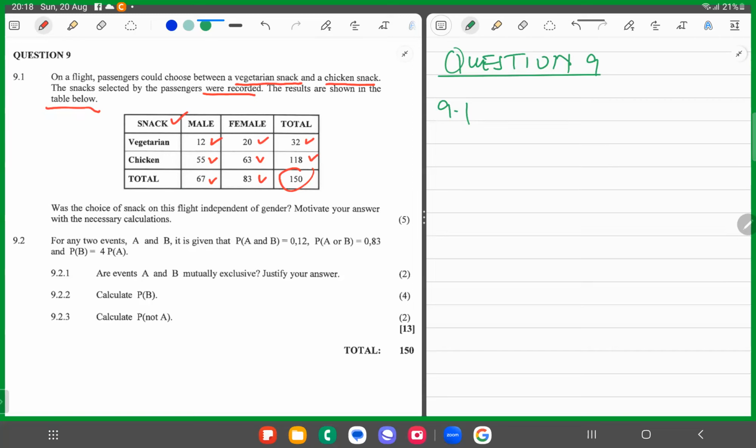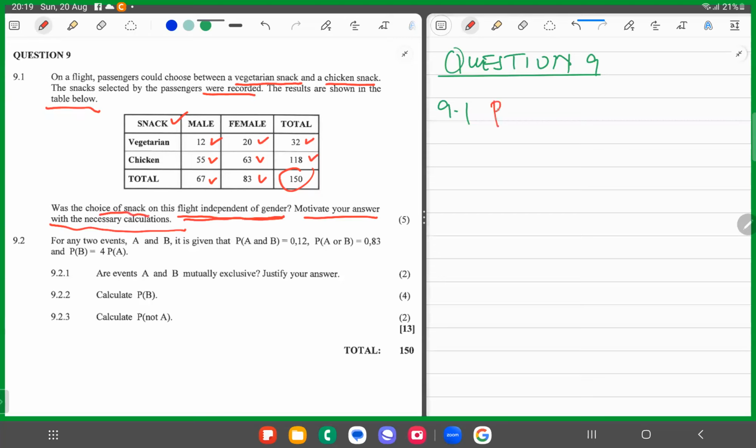Okay, in statistics, probability calculations: was the choice of snack on this flight independent of the gender? Motivate your answer with the necessary calculations. Was it independent or not? Right, so we're going to look at this one. We're looking at independence, which means we're going to look at the probability of male or female, and the choice of the snack.